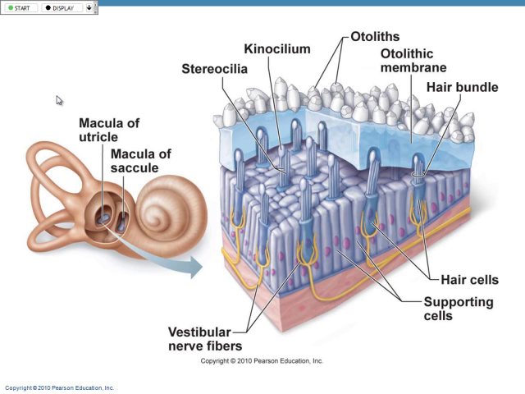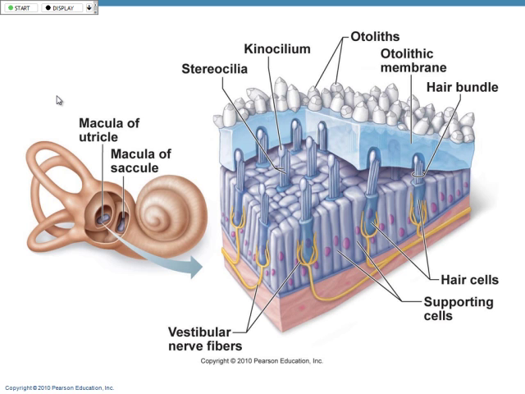But it's a little bit different. When we talk about equilibrium, we're not going to have a tectorial membrane that rubs across the top. What we have is stereocilia that are kind of embedded in a membrane. The membrane is called the otolithic membrane. And there are actually little rocks in there. That's what an otolith is. So otoliths are embedded in the otolithic membrane, so you do have rocks in your head, and they are going to help with your sense of equilibrium.